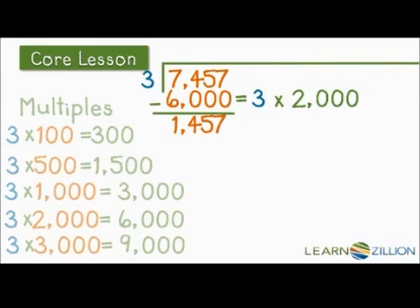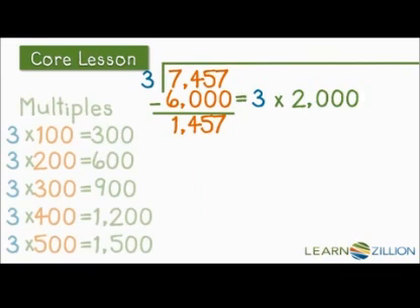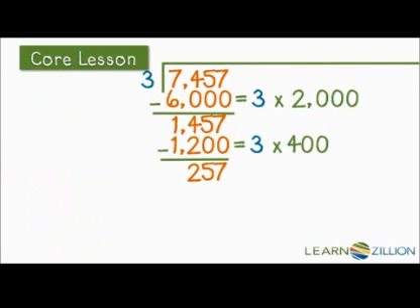Now, I noticed that 3 times 500 is 1,500, which is too large, and 3 times 100 equaling 300 is too small. So let's get another set of landmarks to look at. So I see here that 3 times 400, 1,200, is close to 1,457. So let's take 400 groups of 3 away from our dividend, leaving us with 257.